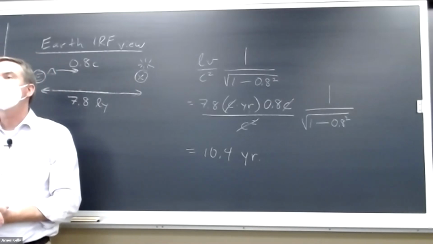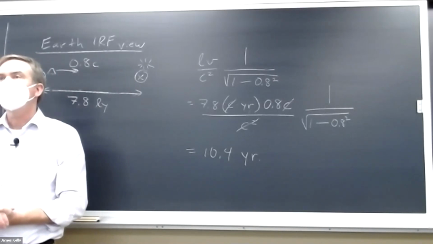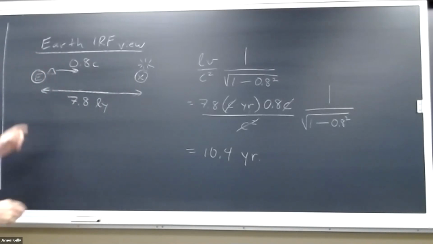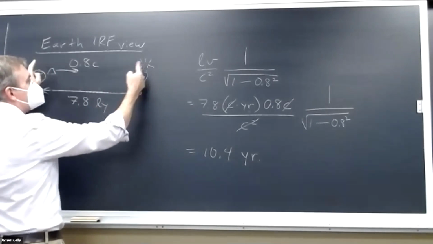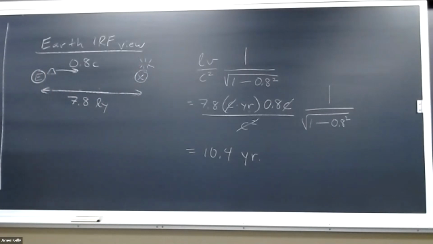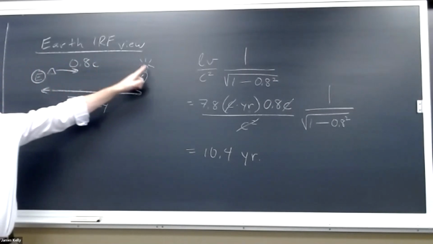So in the IRF of the ship at planet X, would you read the time with or without gamma at planet X? So you're saying if someone's moving with the ship like this, and they just happen to pass X at the same time that the ship passes Earth, what would their clock read?